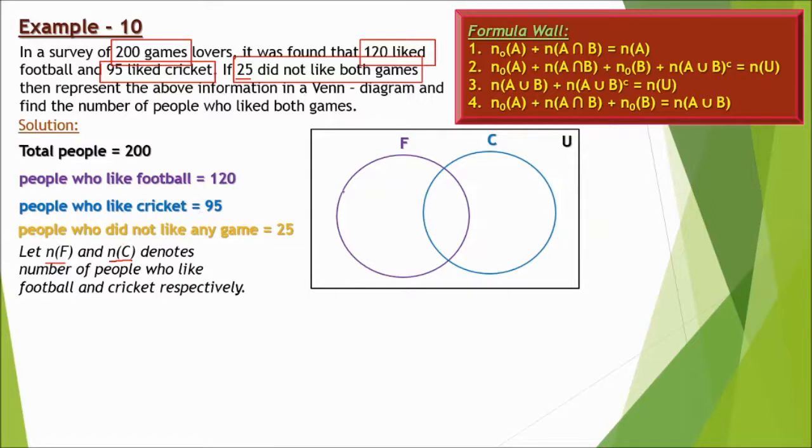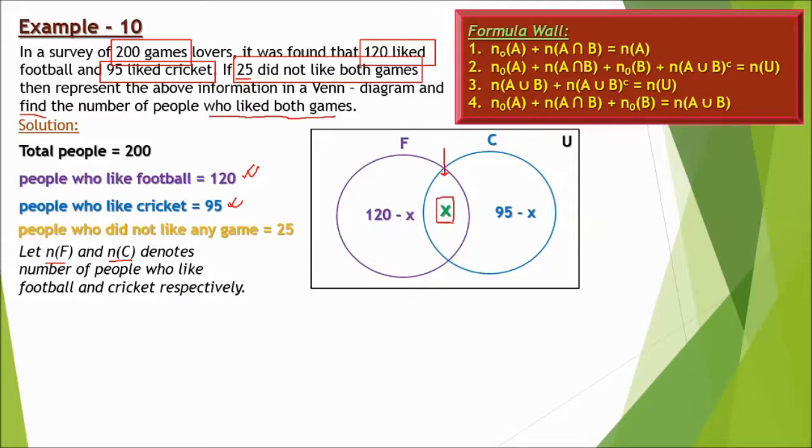Now, as I have already told you, first we have to fill this common region. We have to find the number of people who like both games. That means this value is unknown, so we write x. Football is 120, so here it is 120 minus x. Cricket is 95, so that is 95 minus x. This x is the number of people who are interested in both sports, football and cricket.